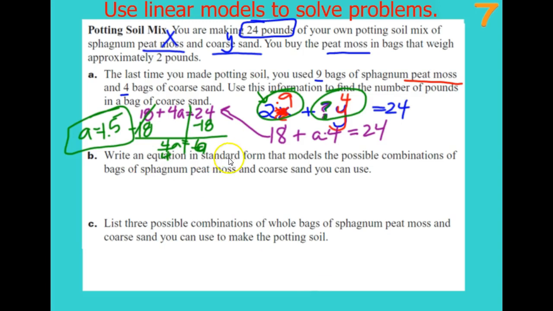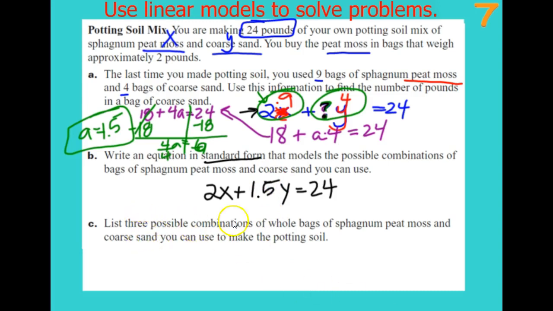Now write an equation in standard form that models the possible combinations of peat moss and coarse sand you can use. Well, we kind of had that right here. We had 2 times x, which is the peat moss, plus the question mark, which we now know is 1.5 times the number of bags of y, equal to a total of 24. We just now know this information, so we can plug it in.